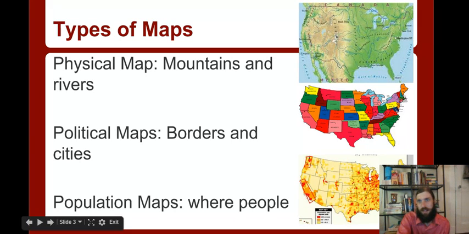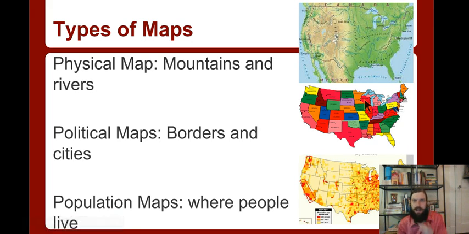So first, types of maps. Your physical maps are going to show you mountains and rivers, what the land is like, all right? Political maps are going to show you borders and cities, all right? How we divide up the country for government, things like that.